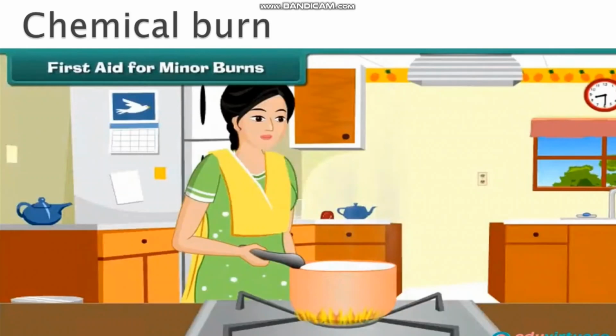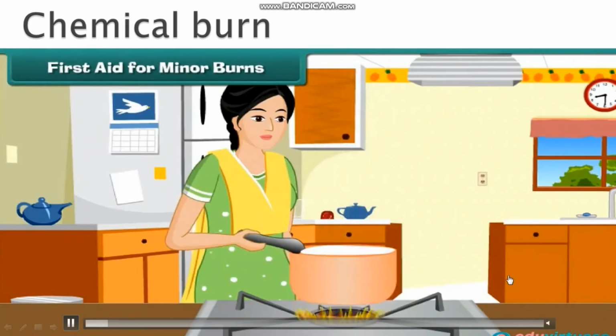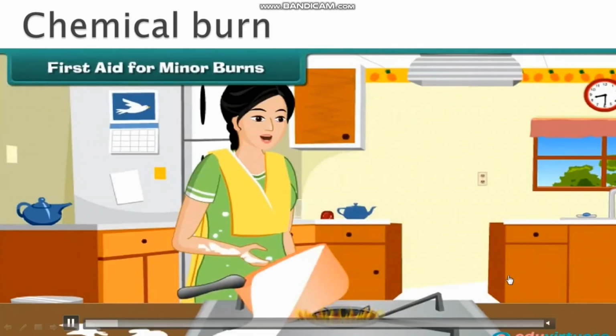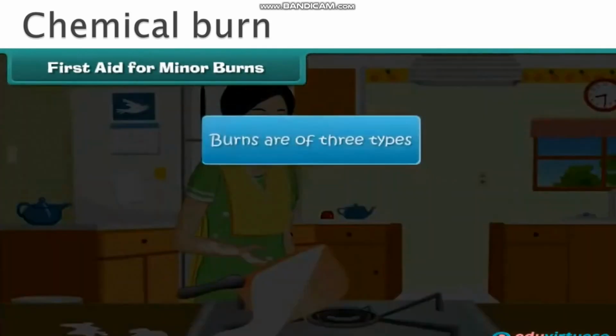Chemical burn. Chemicals like acid can burn the skin. But it's not that skin can burn only by chemicals. There are different ways by which our skin can burn. Here you can see a girl, she was boiling milk, then by mistake the milk fell on her hand. In such a case, she burnt her skin.